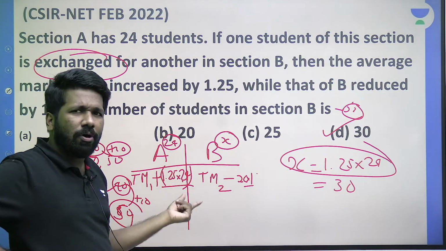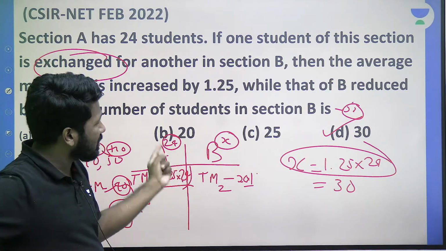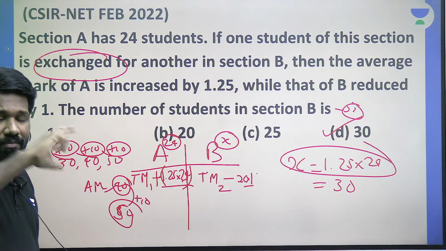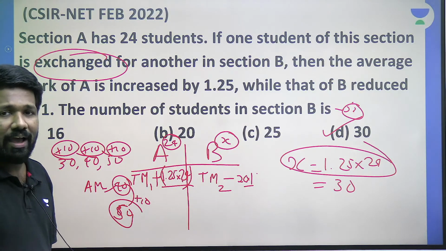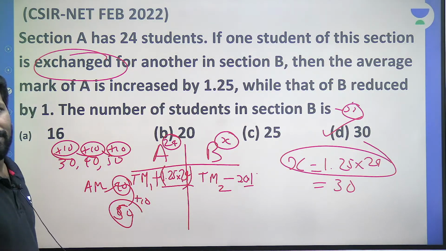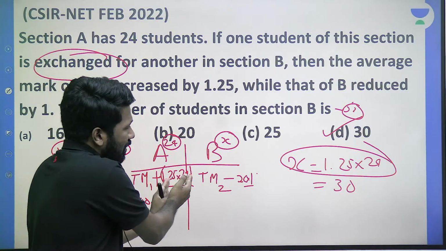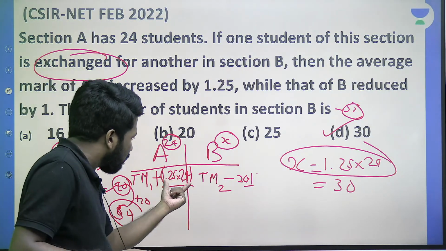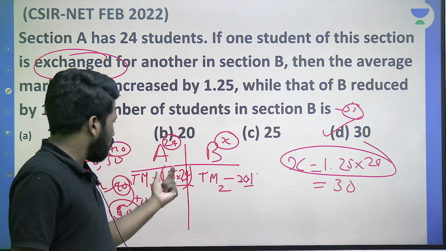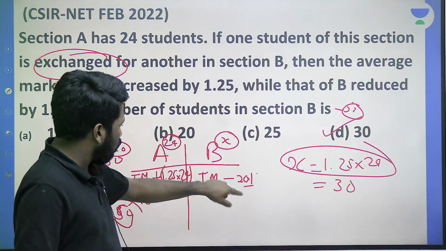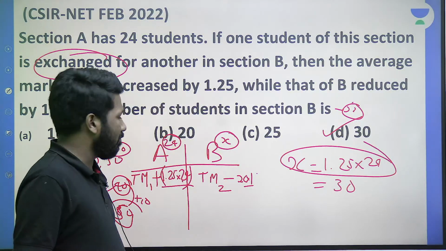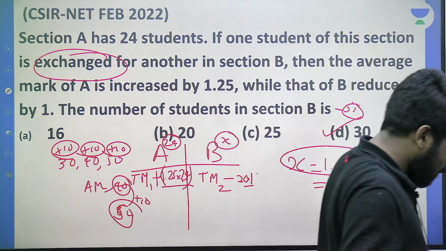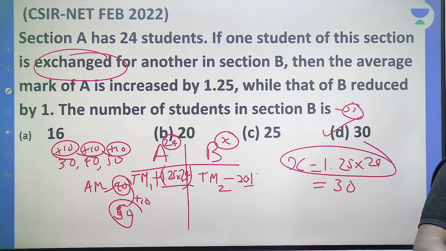But why is this increase happening? Because of the student exchanged from section B, that student's mark is so far away from the average, or differs so much, that it is making a change of 30 marks. Are you all understanding? Sorry, that is making a change of this much in the total marks, 1.25 into 24. So how much added in A, that much reduced in B. So 1.25 into 24 and x into 1 are the same. So x is equal to 30. That is the idea. I hope all of you understood.